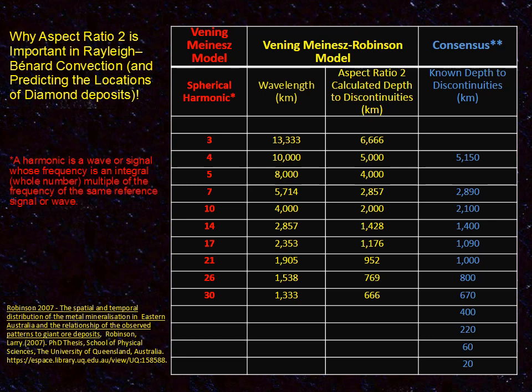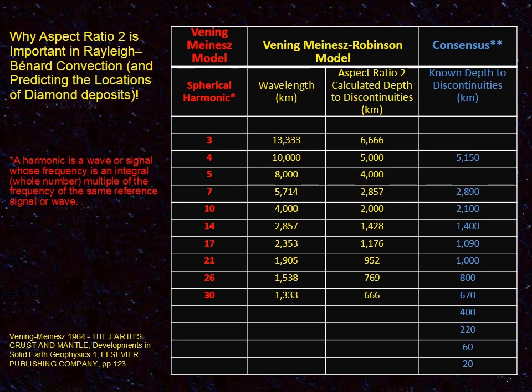A harmonic is a wave or signal whose frequency is an integral, that is, a whole number multiple of the frequency of the same reference signal or wave. By definition, a spherical harmonic is just that simple. It is a wave along a sphere. To illustrate this point, let's look at spherical harmonic 10. The wavelength would be 4,000 kilometers because the Earth is 40,000 kilometers in circumference.